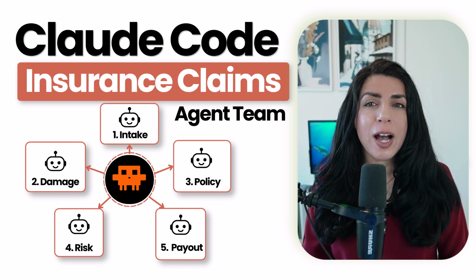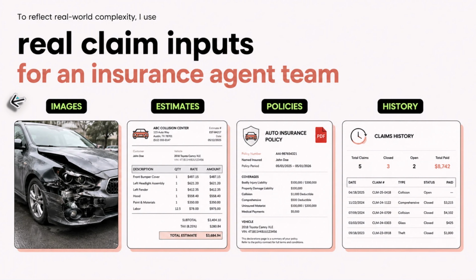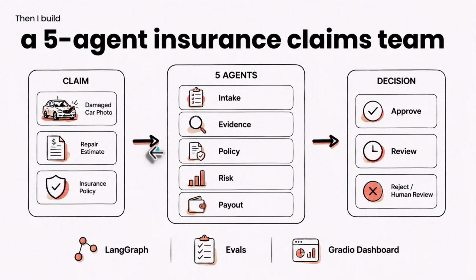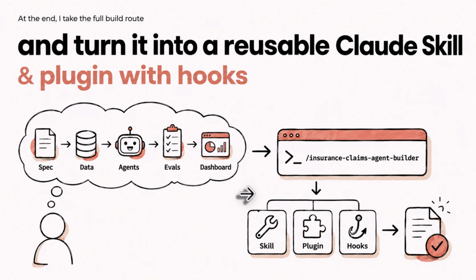In this video, I show you how to use Claude Code to build an insurance claims AI agent team. To reflect real-world complexity, I use real car damage images, repair estimates, and policies. Then build 5 agents: intake, evidence, policy, risk, and payout. Also test the whole system with Evals and package everything inside a Gradio dashboard. Then I turn the whole build into a reusable Claude skill and Claude Code plugin with hooks.